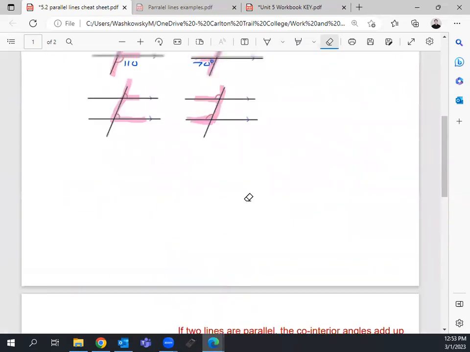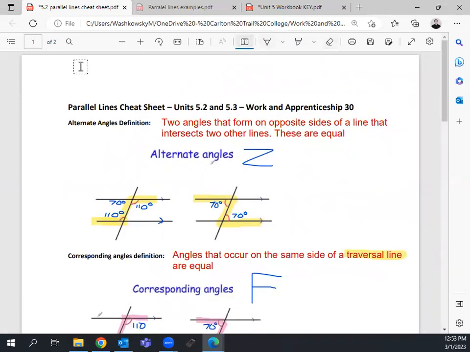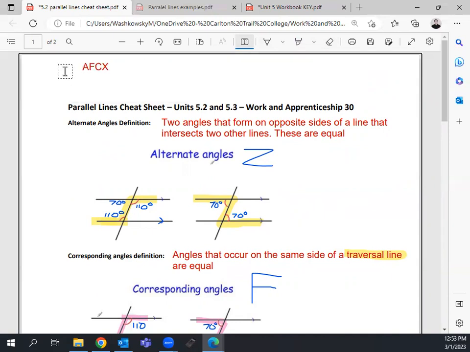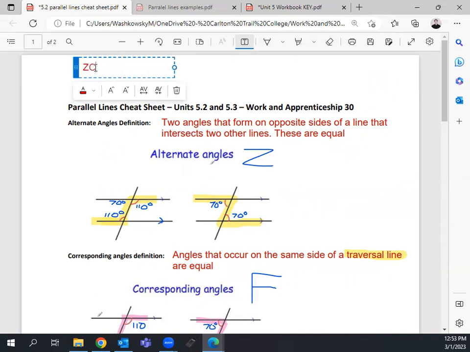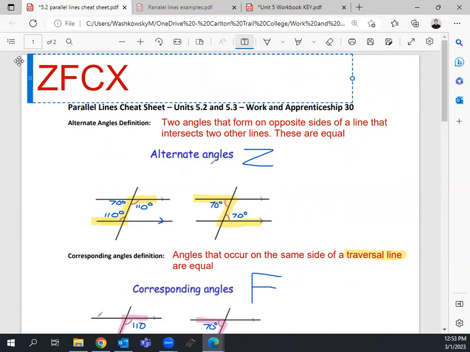Okay. So we have 4 letters. We have Z, F, C, and X. So I'm just on the first page now. Z, F, C, X. Make that just a bit bigger. This is what we got.